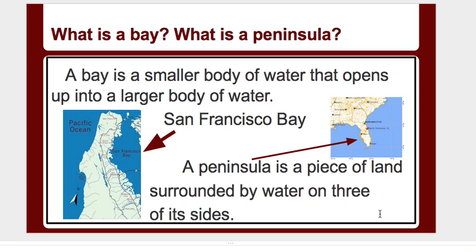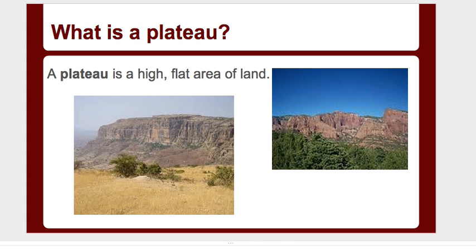What is a peninsula? Many of you have visited Florida. Well, Florida is actually an example of a peninsula. A peninsula is a piece of land that's surrounded by water on 3 of its sides, unlike an island that's surrounded completely by water on all of its sides. Let's keep moving ahead. What is a plateau?